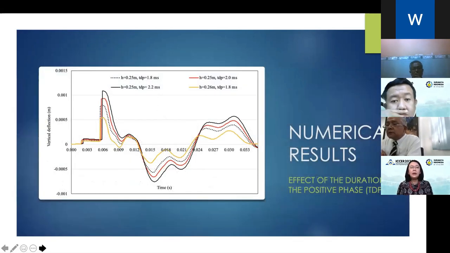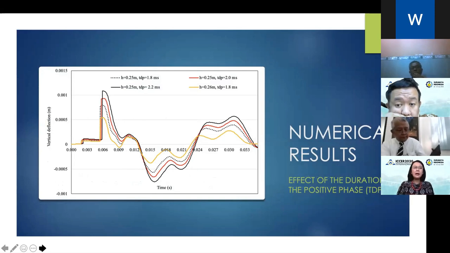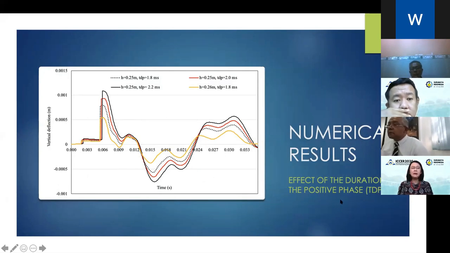Okay, so what is this? This graph actually shows the time history of the system subjected to the blast load. And you can see right here, by increasing the duration of TDP, or by increasing the duration of the positive phase, the deflection of the system becomes larger. So actually the duration of the positive phase really affects the dynamic deflection of the system.